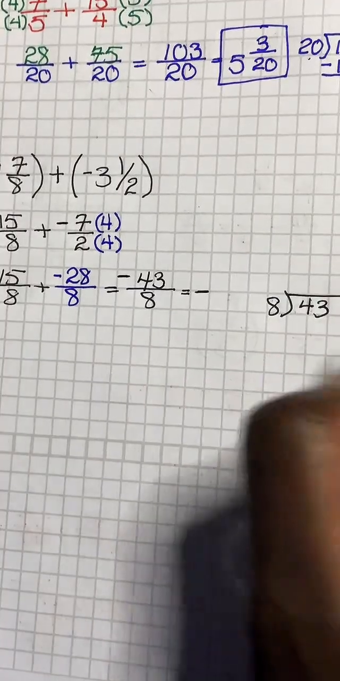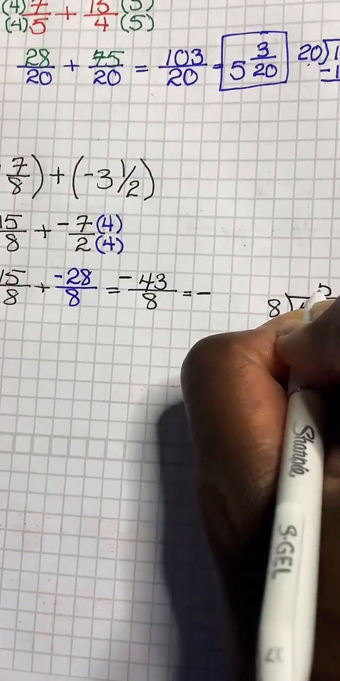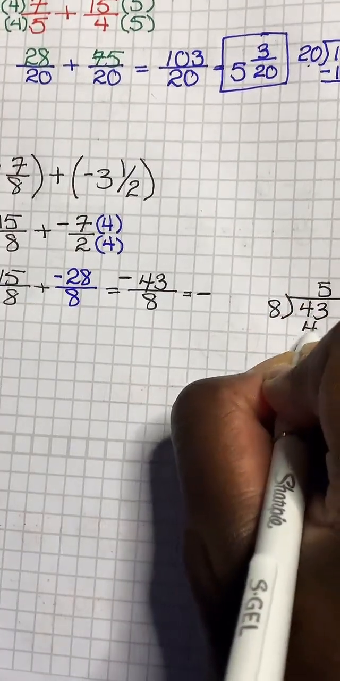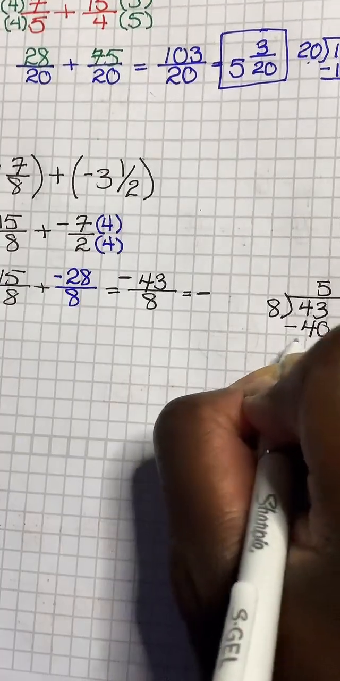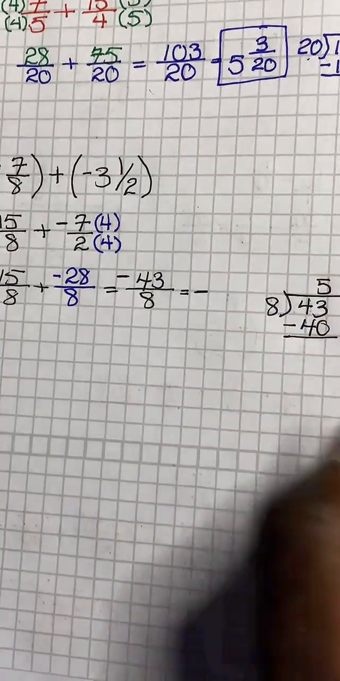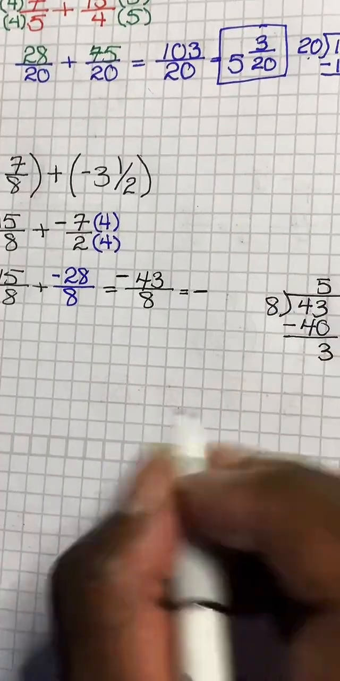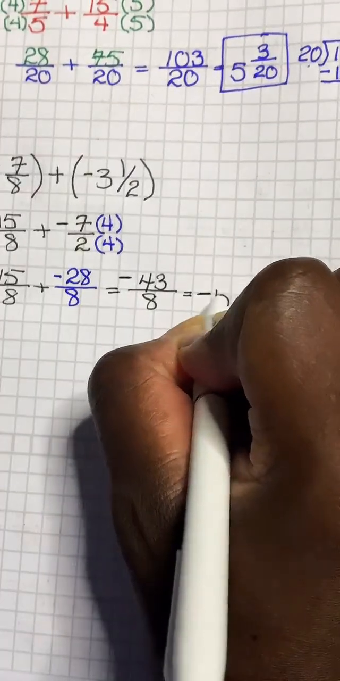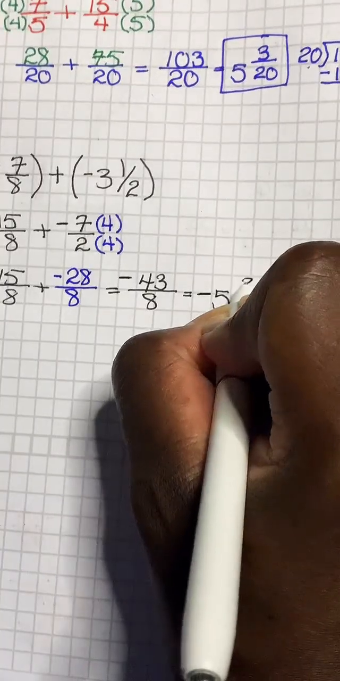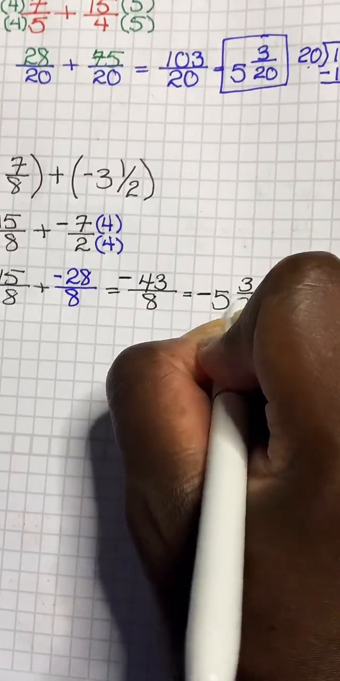So how many 8s can go into 43? 5 of those, which gives me 40. And if I subtract 43 minus 40, that gives me a remainder of 3. So I have 5 whole and 3 8s.